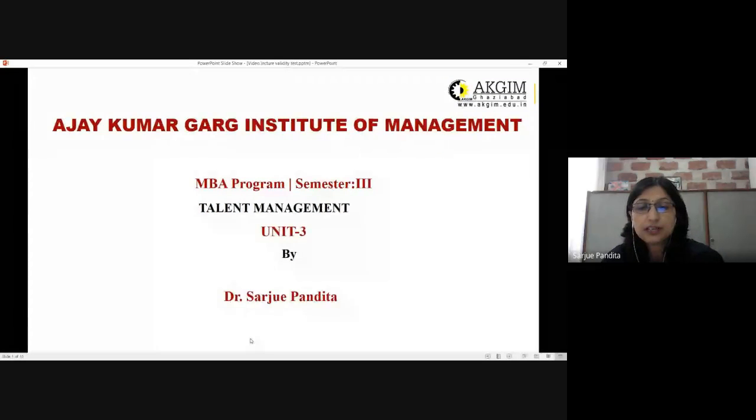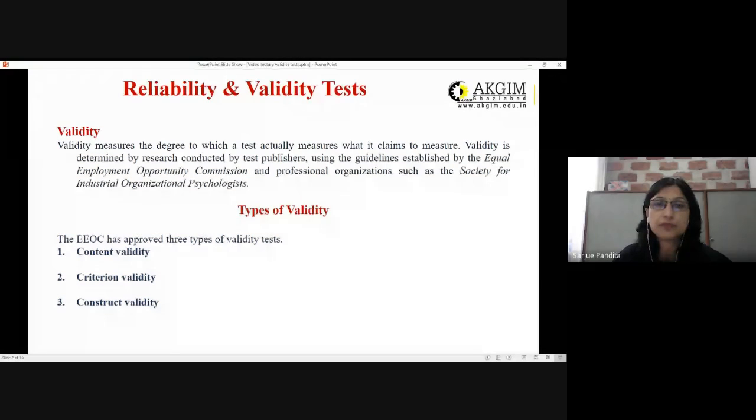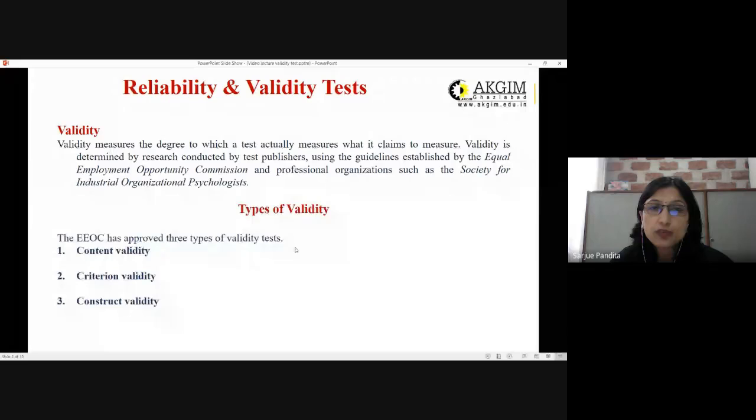Now validity. Validity measures the degree to which a test actually measures what it claims to measure. Validity is determined by research conducted by test publishers using the guidelines established by the Equal Employment Opportunity Commission and professional organizations such as the Society for Industrial Organizational Psychologists. When we talk about validity, we say it is the degree to which a test actually measures what it claims to measure.